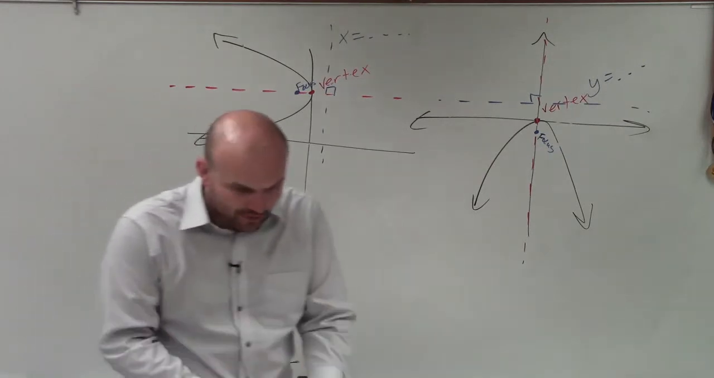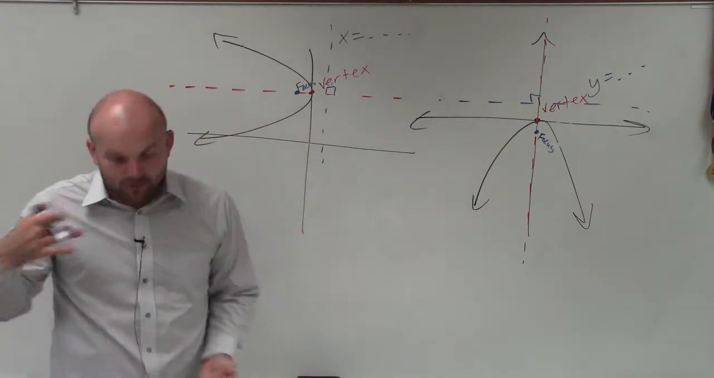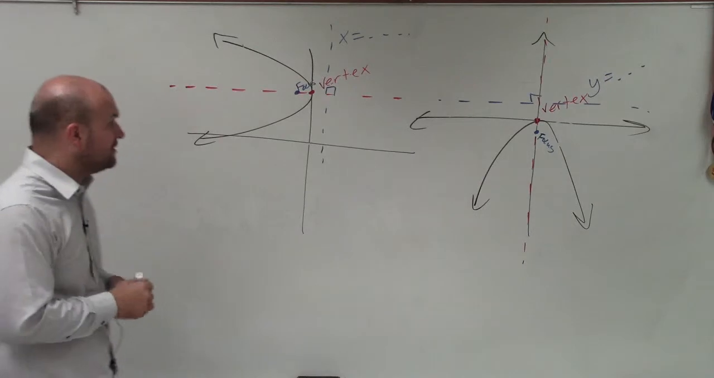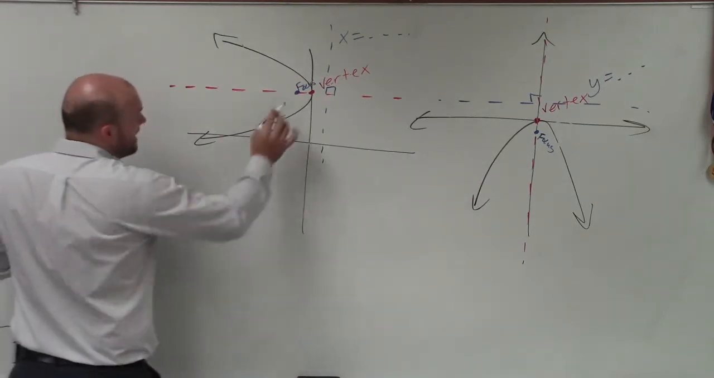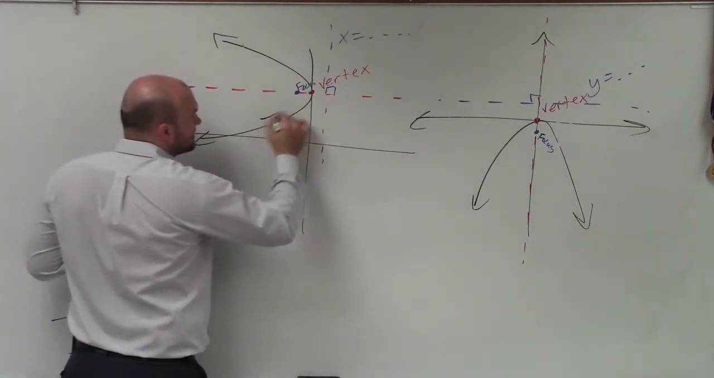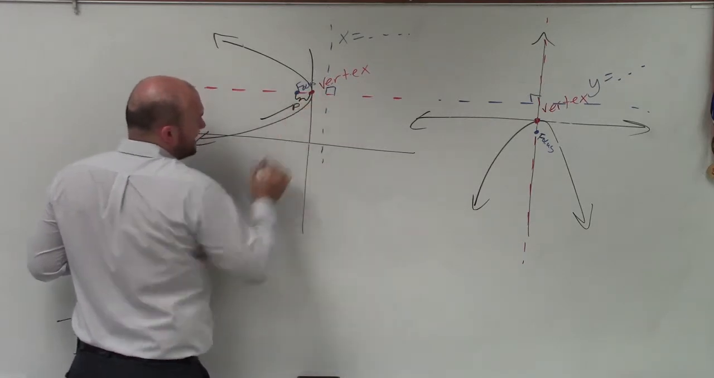The last thing is the distance from my vertex to my directrix. And this is very, very important to understand, because when we're graphing and solving, we're going to need to know this value. The distance from my vertex to my focus is p.